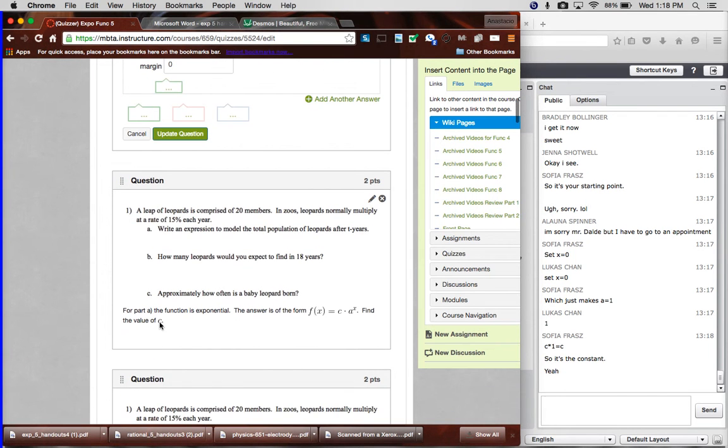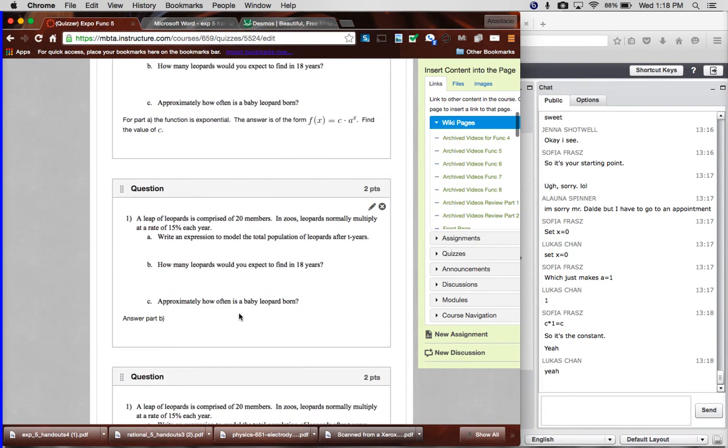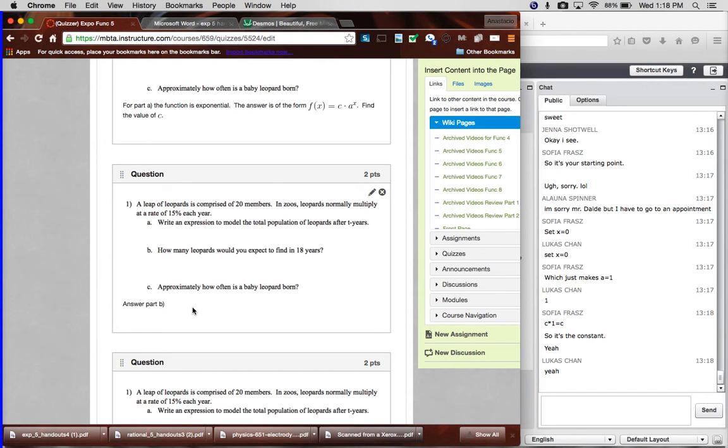How would you figure out this number right here? The answer to part B. How would you do that?